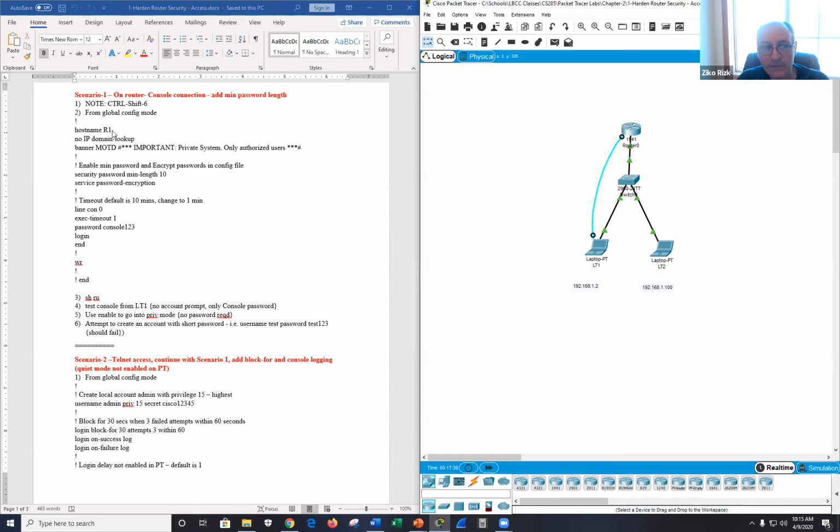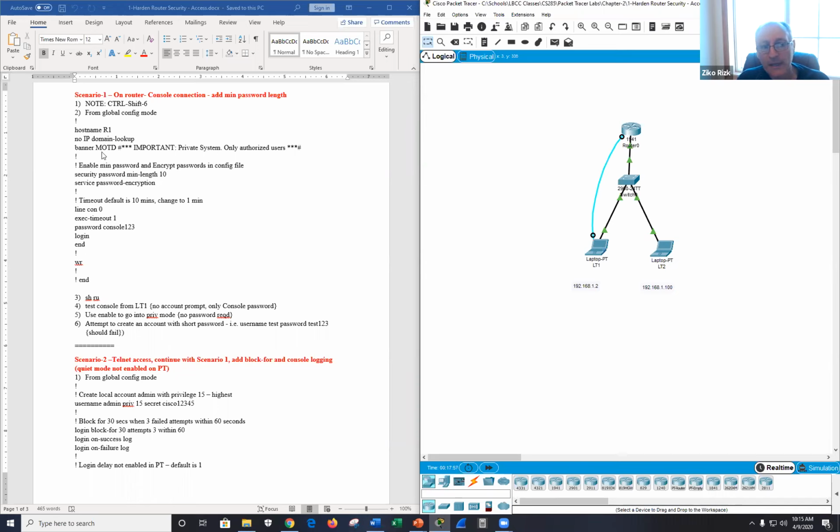Hostname R1, I'm just giving it a name. No IP domain lookup. I'm basically saying please don't try to resolve this name using DNS, because if you were to mistype something, the IOS operating system is going to say, oh, are you trying to talk to this computer? Let me try and resolve it on IP. And here goes 2 minutes. So I'm saying, no, don't do that.